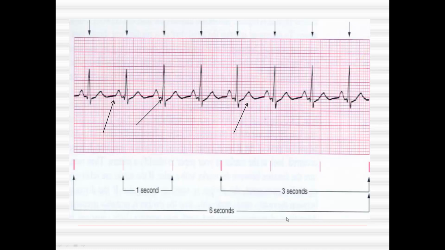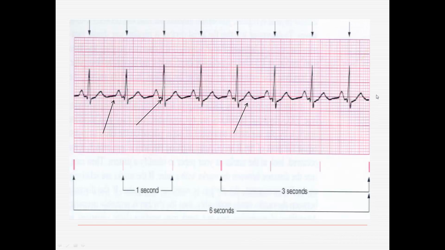So here's your 6-second mark on your EKGs. It's a great big bright red one, bolded between what's going on. So here we have 3 seconds, here's 6 seconds. Notice this is 1 second, so 6 seconds, 1 second, 3 seconds. These are the ones we usually look for, the 6-second marks.